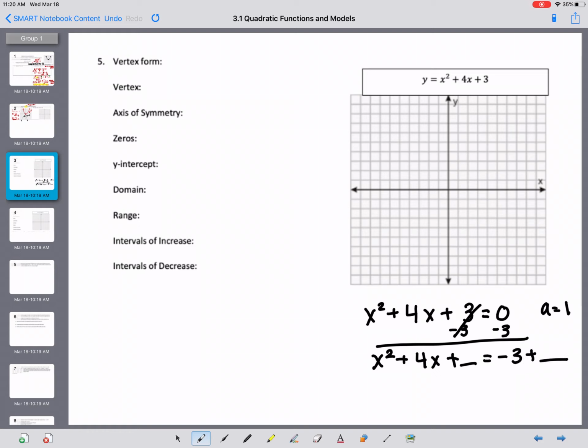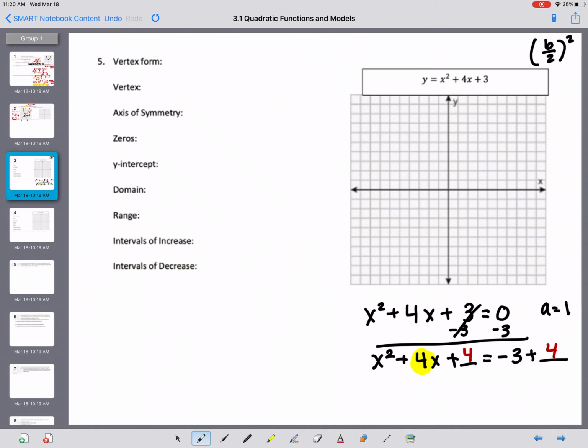Okay, your new c value is going to be using that formula, b divided by 2 squared. Your b value in this equation here is 4. So I'm going to take 4, divide it by 2, which is 2, and then square it, which is 4. So I'm going to add 4 to both sides of this equation.